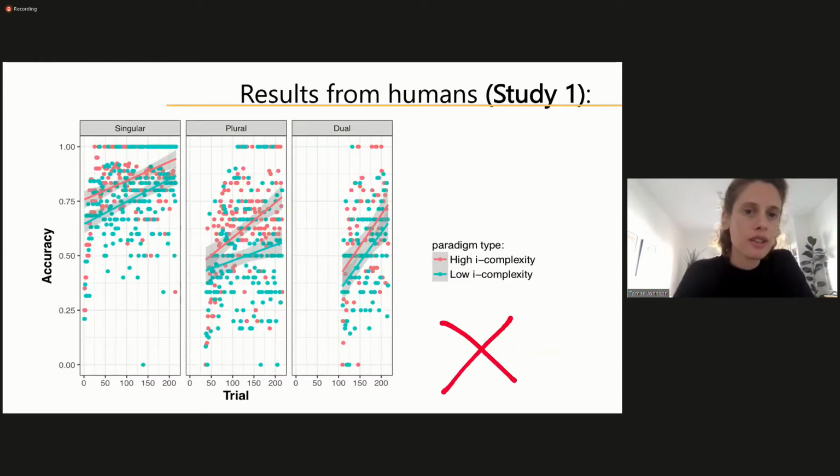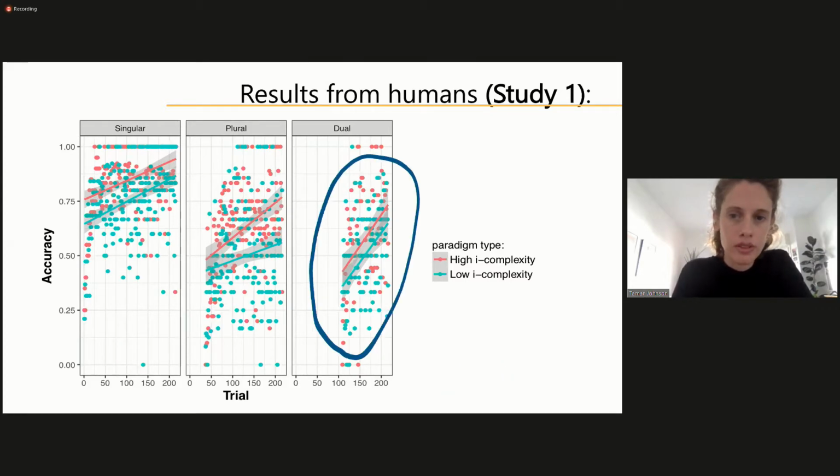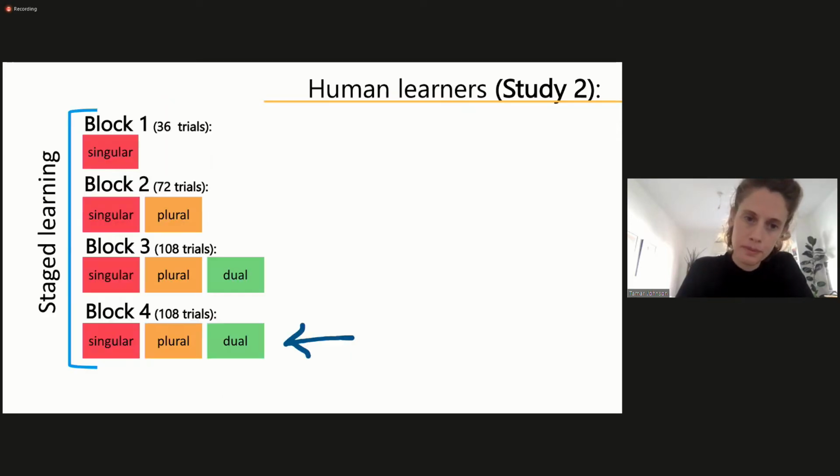So here you can see results from study 1 with the human learners. In the first study that we ran, we did not find an effect of I-complexity on learning the forms in the paradigm. Note that the critical trials were the trials in dual. So we didn't see a difference between the participants trained on the high I-complexity paradigms and the low I-complexity paradigms in learning the dual forms.